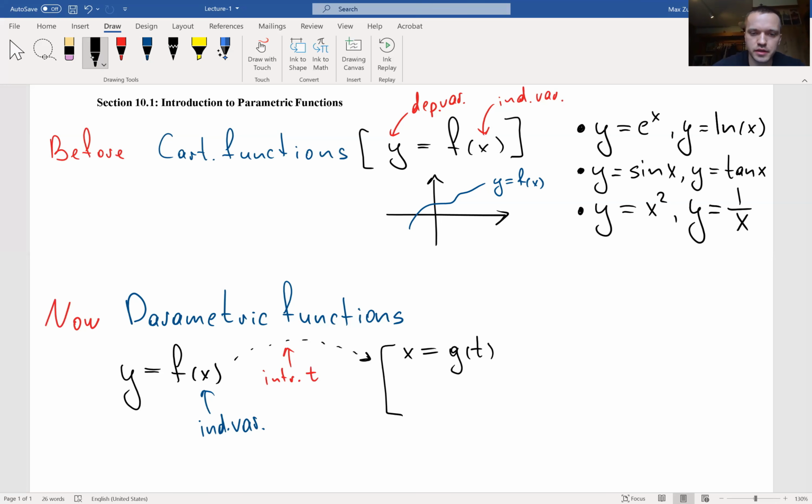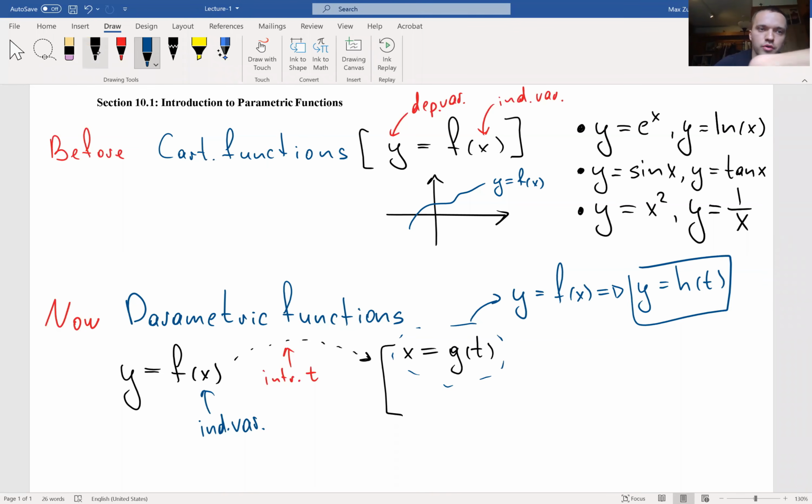And then you can see that if x is going to be g of t, let's do it separately here, then your y depends on x. But since x depends on another function, it will follow that y is going to depend on some function, let's call it h of t. And don't worry, I'm going to do an example. So then y is going to be equal to some h of t.